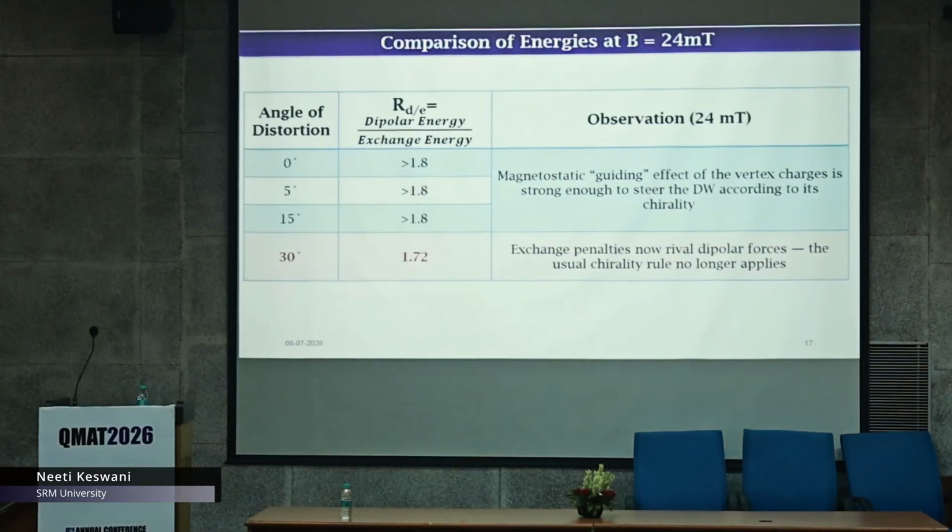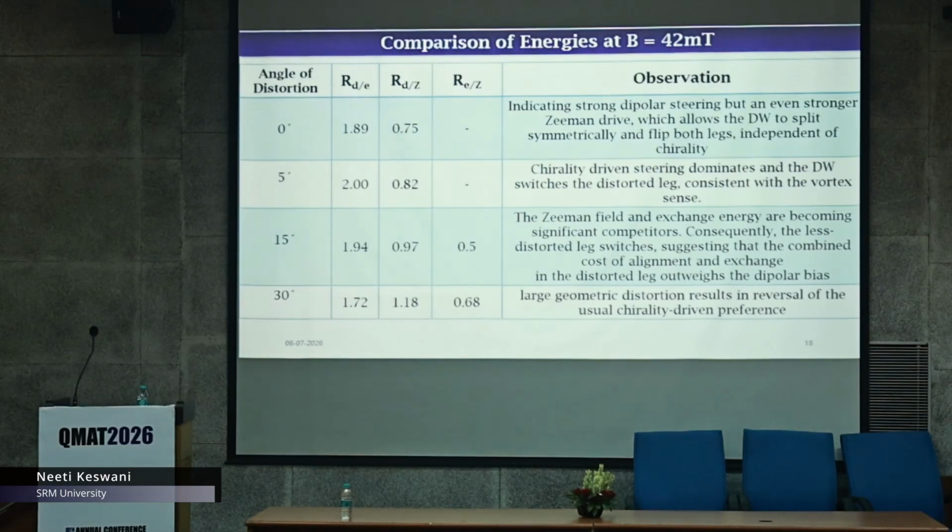So we see this ratio 1.72 is playing a very important transition role. Let's quickly compare the energies for 42 millitesla. We compare the ratio of dipolar versus exchange, dipolar versus Zeeman, exchange over Zeeman, and Zeeman was higher here at 42 millitesla. So when you have 0 degree, it is 1.89, I told you 1.8, right? That's a very strong dipolar field, no change. When we move to 5 degree, it's again 2, no change, because when your dipolar to exchange energy ratio is so high, it's the chirality which was driving the switching.